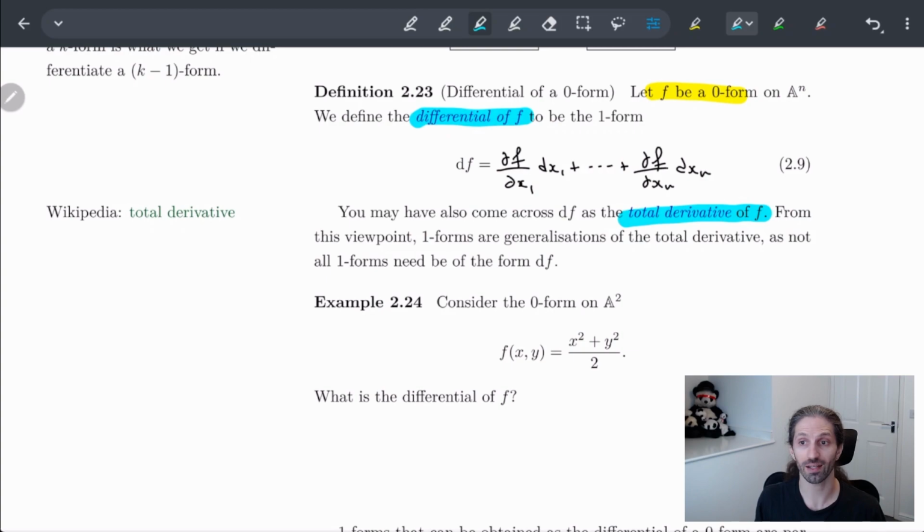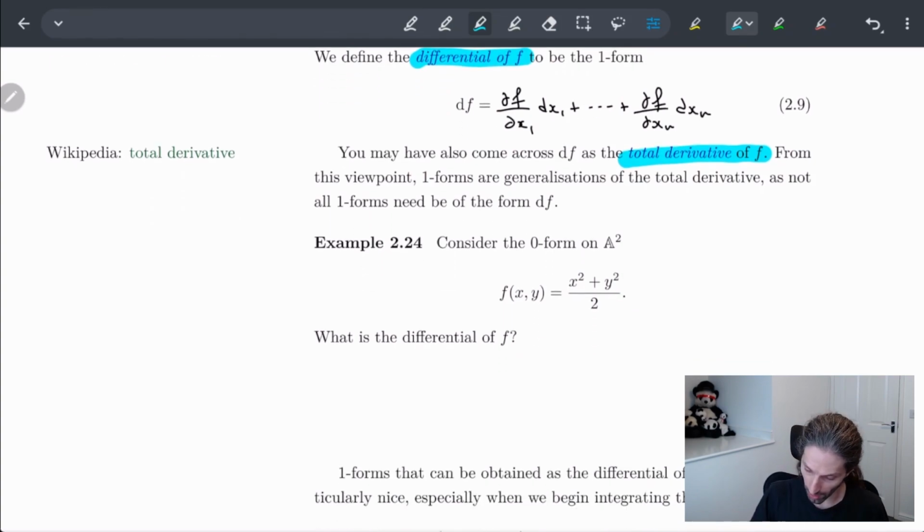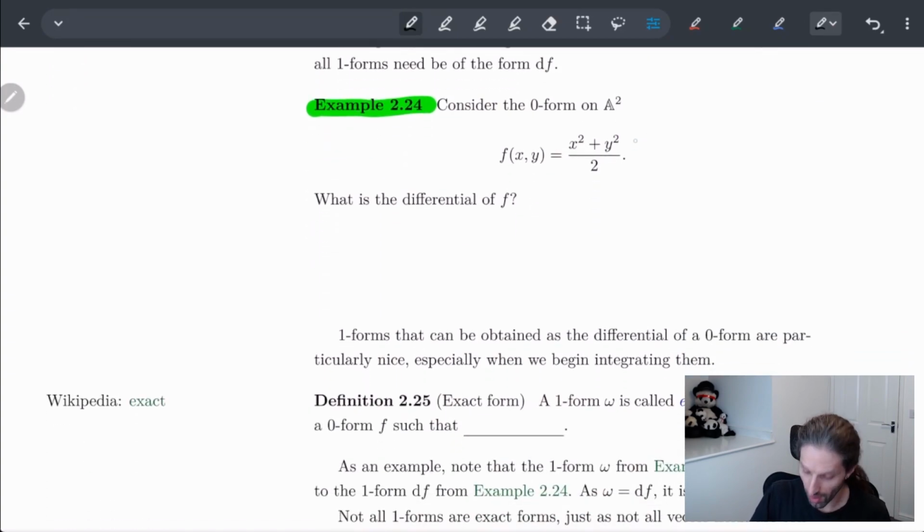So let's look at an example of how to get from a zero form to a one form. Let's break this down. We're going to start off with the zero form, and we've looked at this example a couple times, so we'll stick to this f where we have x squared plus y squared divided by 2, because here we should already know these derivatives. So what's the differential of f?